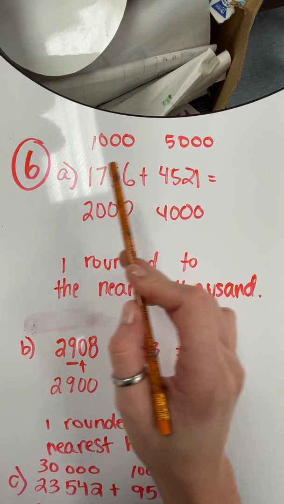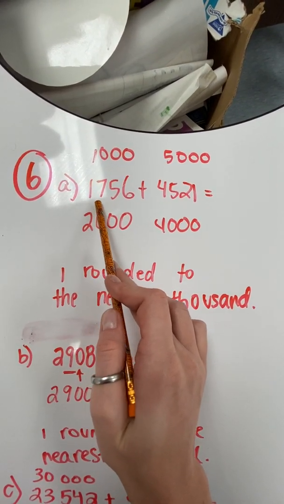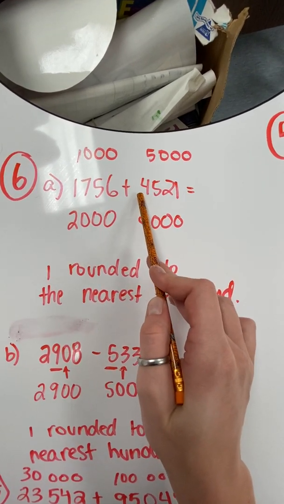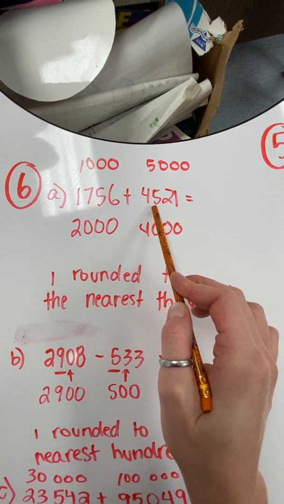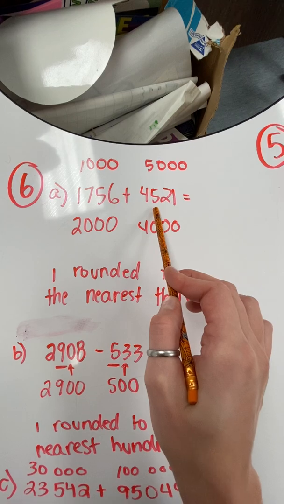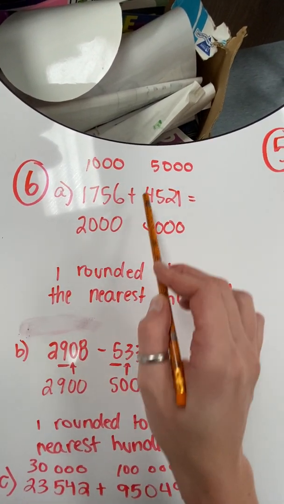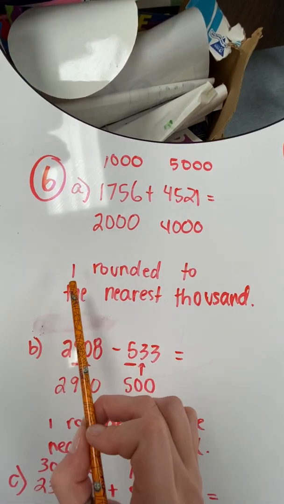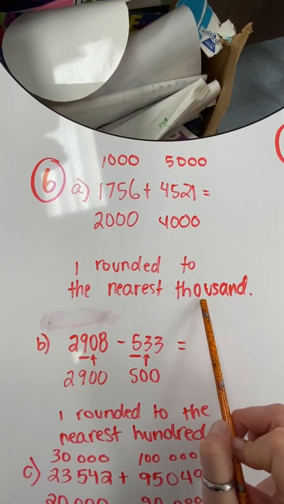So we know here if we round to the nearest thousand, that the 7 is going to tell us to round to 2,000. And here the 5 is going to tell us to round. We're looking at the thousands place. The 5 is going to tell us to round up to 5,000. So 2,000 plus 5,000. And then your answer. And then you just explain that you rounded to the nearest thousand.